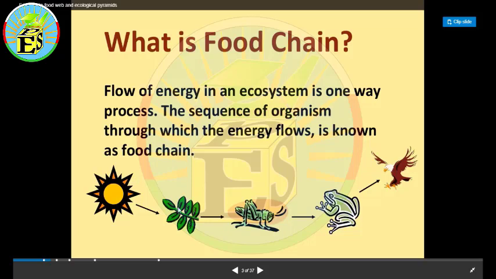You can see that plants are taking energy from sunlight, and then the grasshopper is eating plants to get energy, and then the frog is eating grasshopper to get energy, and then hawk is eating frog to get energy. So this is the complete chain for the energy flow. Organisms are utilizing other organisms to get the energy to survive.